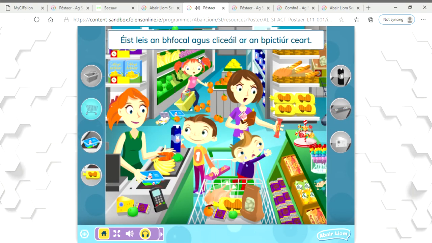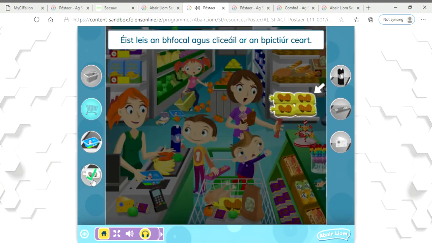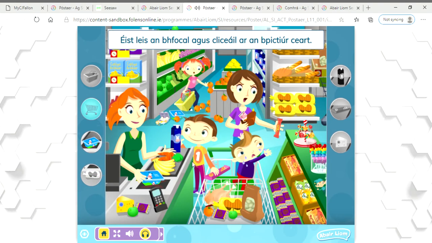Arán. Arán is bread. Now there's arán on the shelf. But where is the arán in the picture? In the pictures? Arán. Tralaí. Okay, so tá tralaí ag Mamaí sa phictiúr. Ach cá bhfuil an tralaí? The trolley in the pictures is over here. Well done, you're getting these all right.